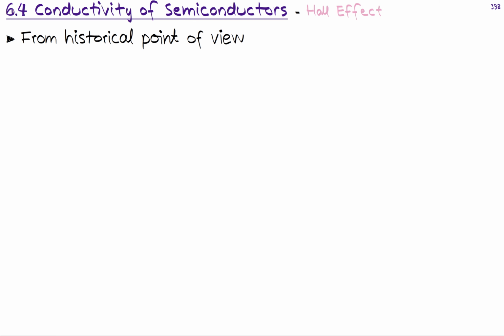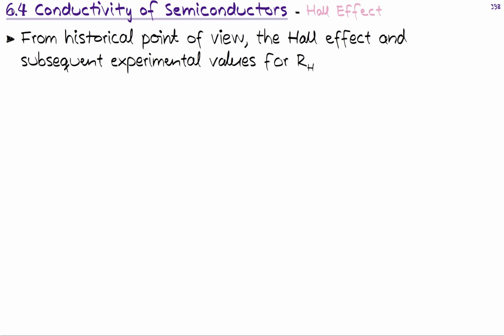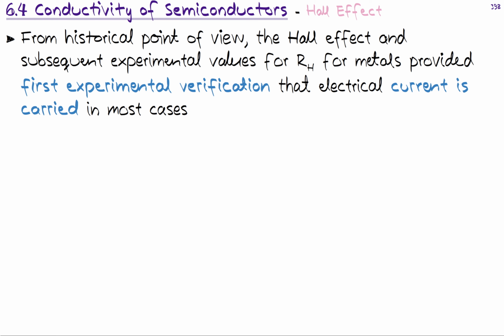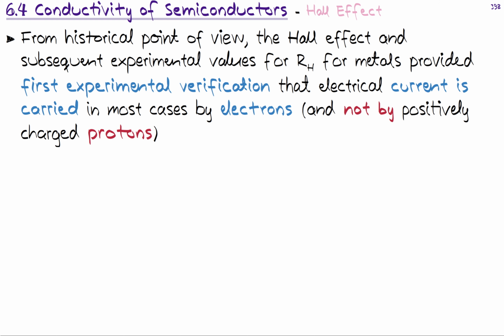And like I already said twice, from the historical point of view, the Hall effect and the subsequent experimental values for RH, the Hall coefficient for metals, were the first experimental verification that electrical current is in most cases carried by electrons. And this was a big thing more than 100 years ago, in the beginning of the 20th century, the 1900s. People did not really know this. Now it seems silly, but during that time it wasn't clear, and some people considered that maybe positively charged protons or something else could give rise to electrical currents.